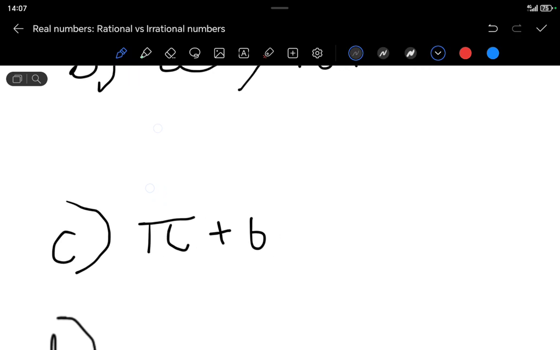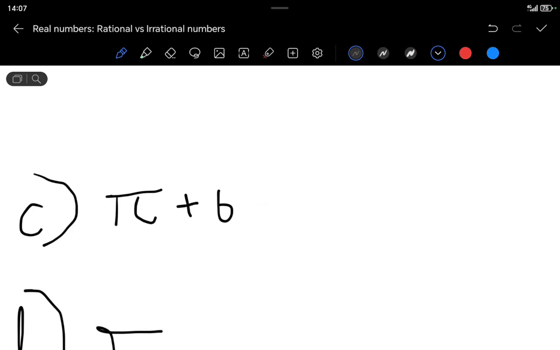Next is C. 6 is a whole number, or rational, or natural, whatever floats your boat. But pi is an irrational number. So pi plus 6, is it rational, irrational, or neither?